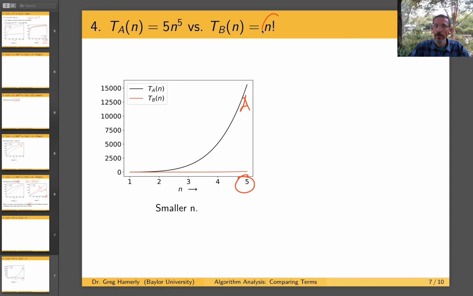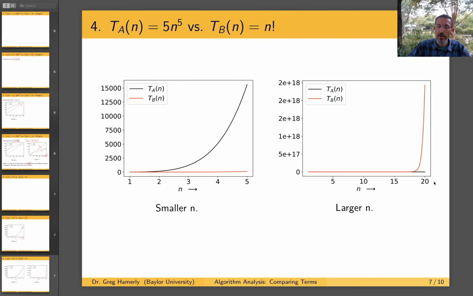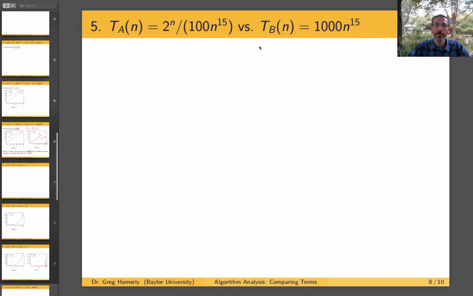But as you might know, factorial growth is really fast. And so all we have to do is look at n of 20 and look at how fast this grows. Suddenly, the factorial function takes off and the 5n to the fifth is left in its dust. It can't keep up. So again, one way to think about this is n factorial dominates 5n to the fifth, or 5n to the fifth is a much faster algorithm than n factorial.